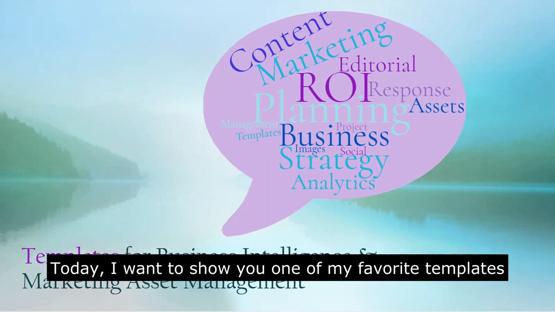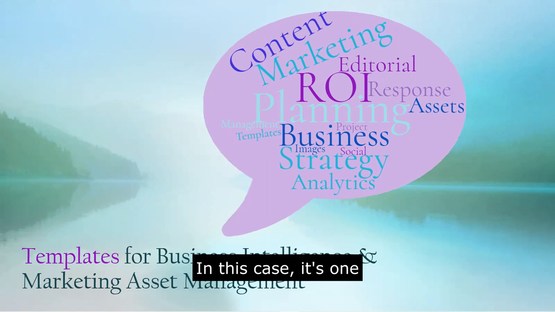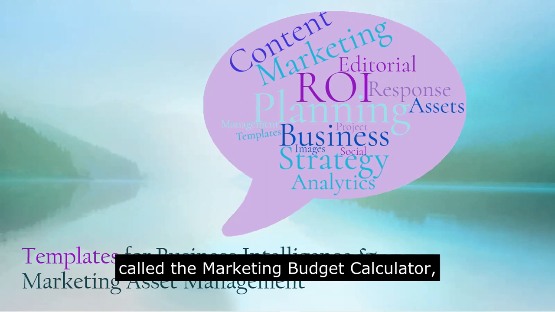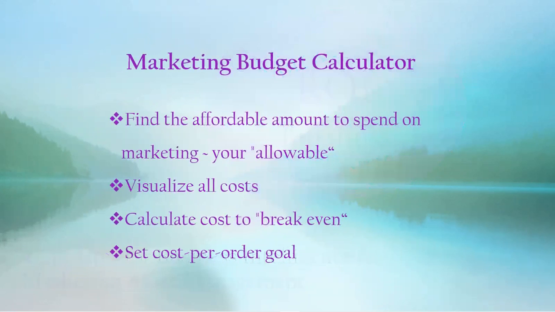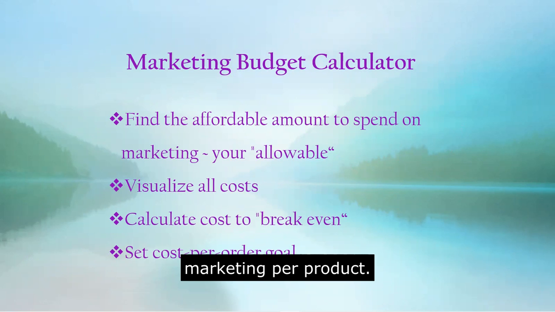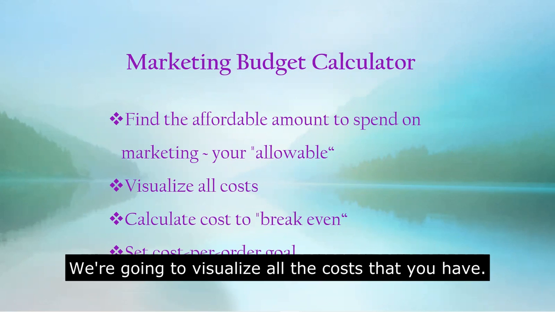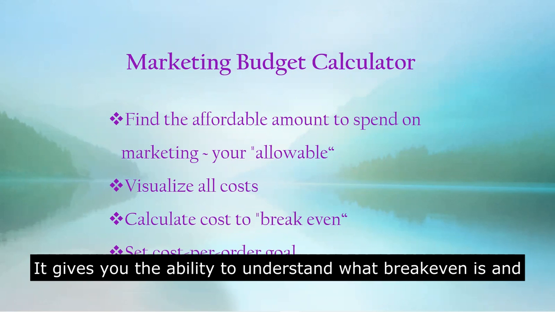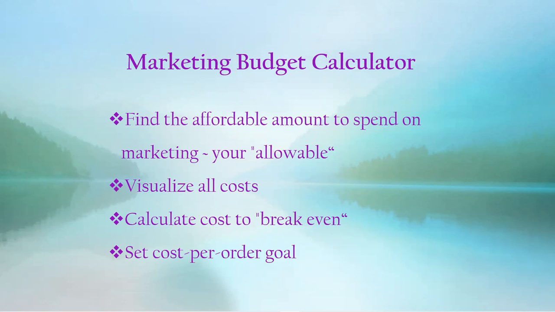And today I want to show you one of my favorite templates that I created to use with my clients. In this case, it's one called the Marketing Budget Calculator. And what you're able to see when we go through this is the ability to find that affordable amount that you have to spend on your marketing per product. This is also called your allowable. We're going to visualize all the costs that you have. It gives you the ability to understand what break even is and then set some cost per order goals for ad expenditures that you have.